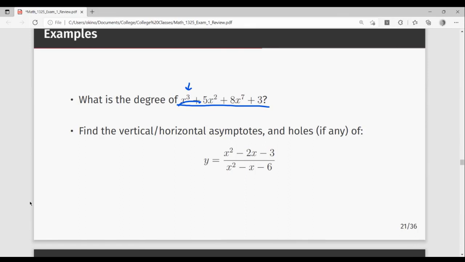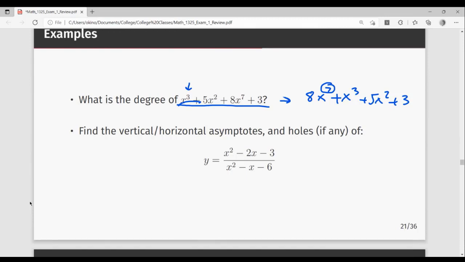Because if we order them in terms of the term with our largest degree, we have 8x to the 7th as our largest, plus x cubed, plus 5x squared, plus 3. So I was trying to trick you guys there a little, but if you order it with respect to the largest degree, then you'll see that this polynomial is of degree 7.